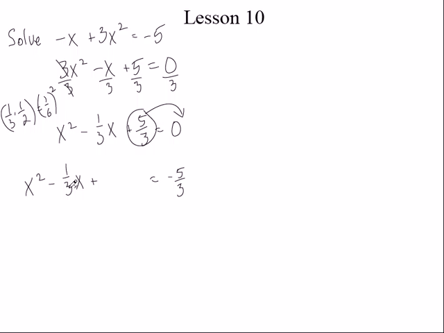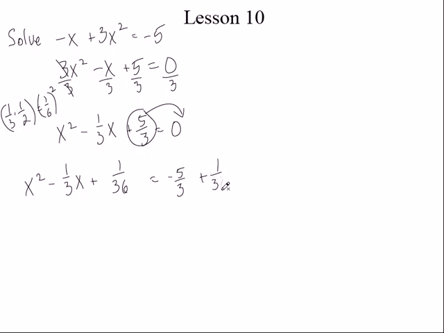So we already talked about it. What's half of a third? 1/6. Square 1/6, it's what? 1/36. Now, if you remember from the other problem, I can't just randomly add a 1/36 to the left side. If I do it to the left side, what? I got to do it to the right side as well.